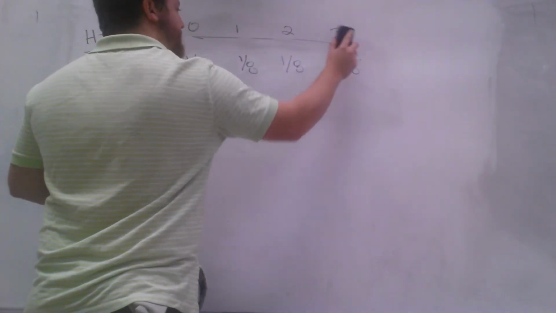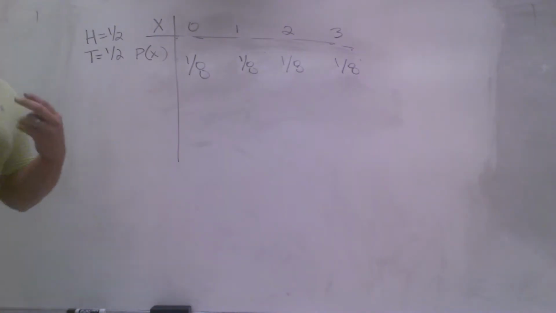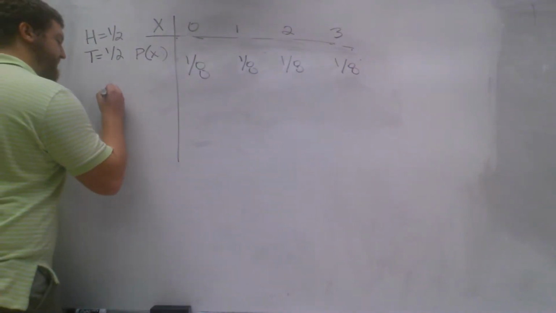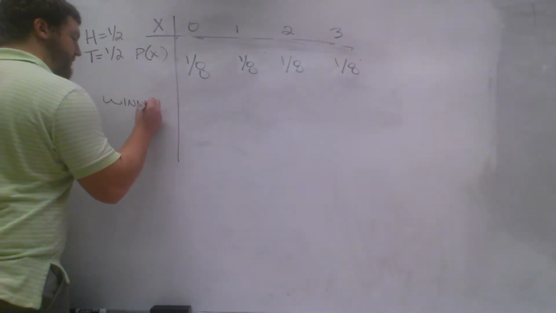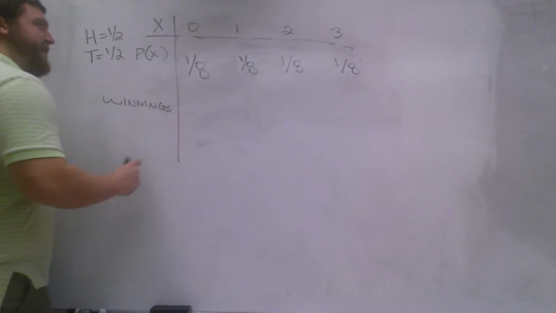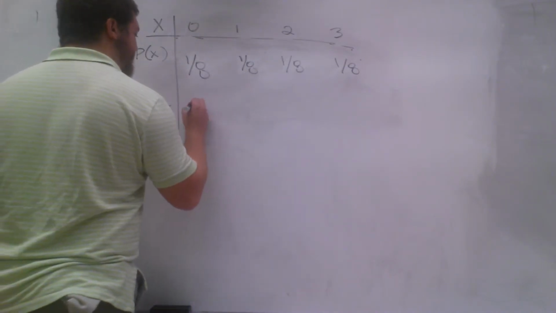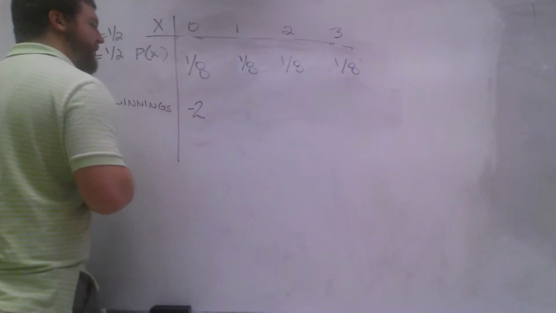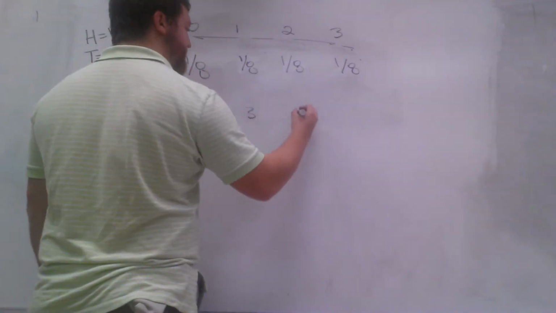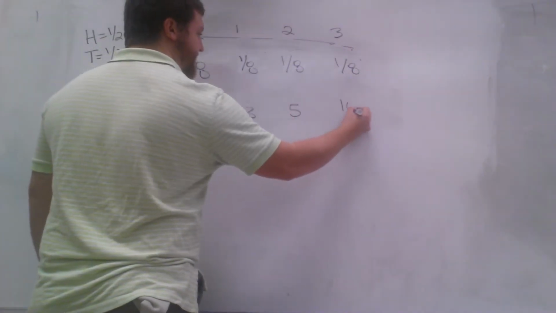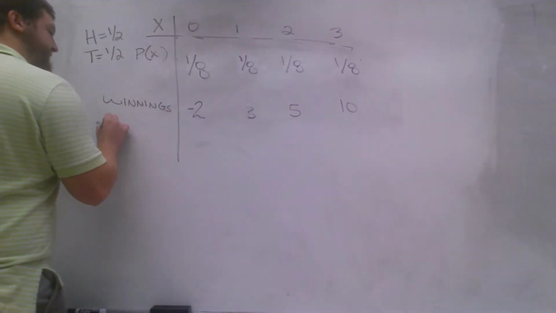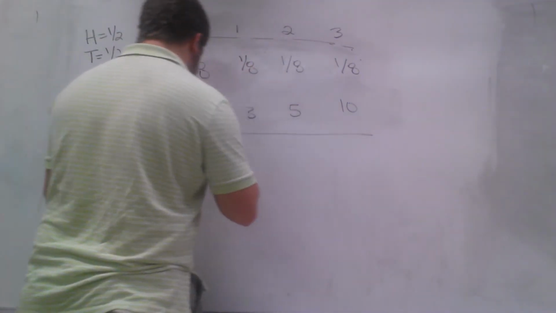Okay. So there's my 1/8. That's all my probabilities. Now I do my winnings. So my winnings, if I get no heads, I lose 2 points. If I get 1 head, I win 3. 2 heads, I win 5. And 3 heads, I win 10. Now I do my math to find my expected value.